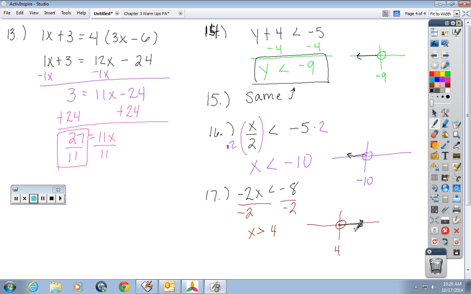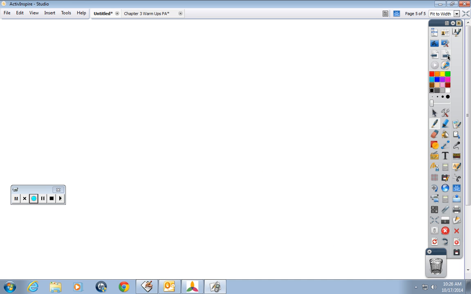Number 18. Number 18, what would I do first? Number 18 was 3 plus 4x is less than 15. So I would subtract 3 from both sides. When I do that, and remember, don't make the mistake of writing an equal sign. It's not an equal sign, it's an inequality sign. So I get 4 times what is less than 12. Divide both sides by 4, and I get any number that is less than 3 will make that statement true. To graph it, we just need a hollow dot at 3 with an arrow to the left.